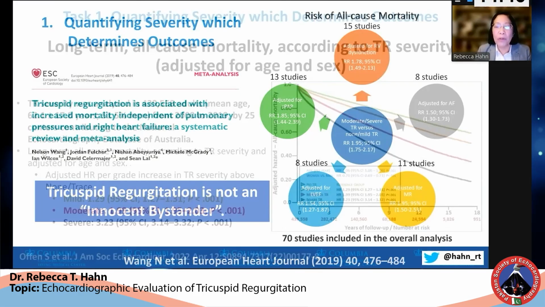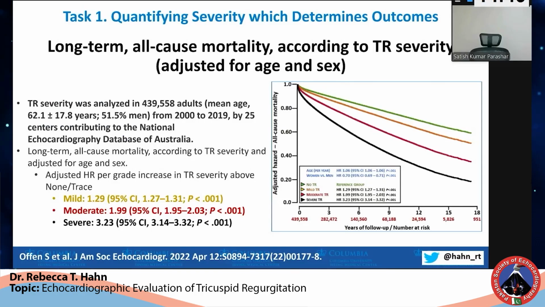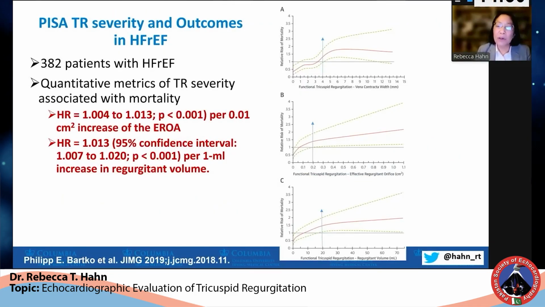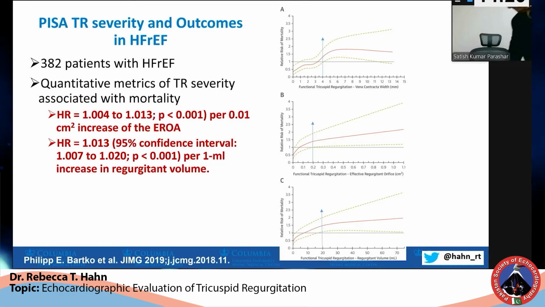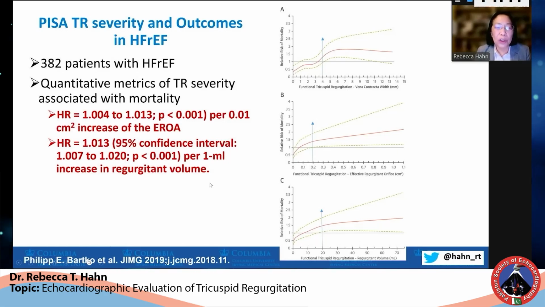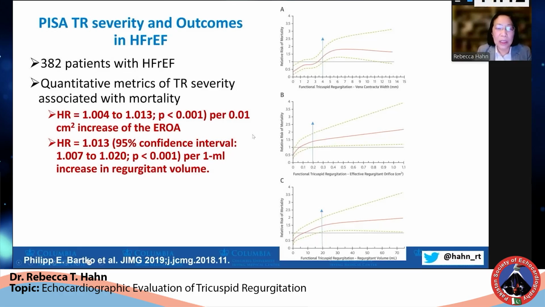We, in fact, know that with every grade of tricuspid regurgitation, mild, moderate, or severe, over the long term, there are associated adverse outcomes, even with mild disease. When we look at outcomes in a variety of other disease processes, such as heart failure with reduced ejection fraction, we see that for every increase in effective regurgitant orifice area or increase in regurgitant volume, there is a continuous hazard for an increase in mortality.